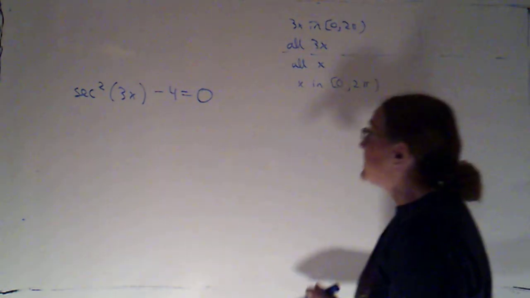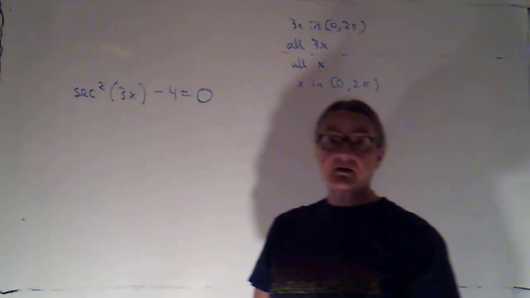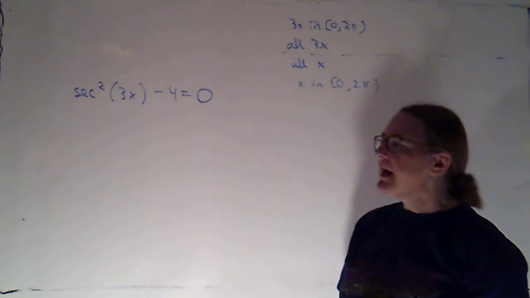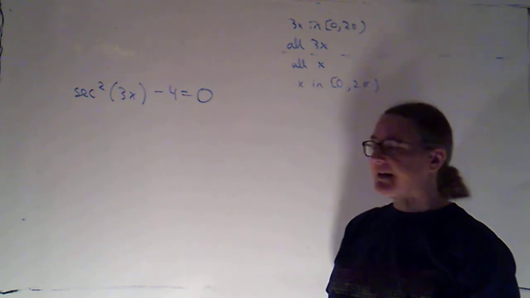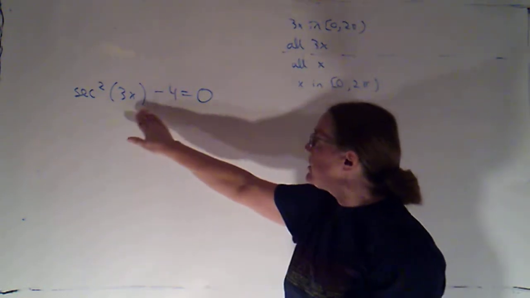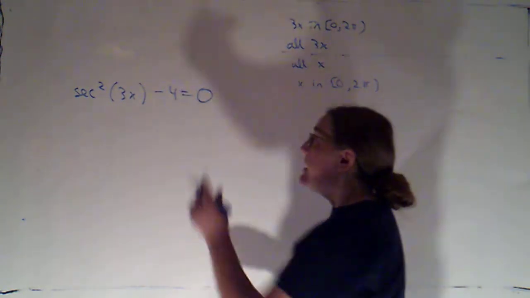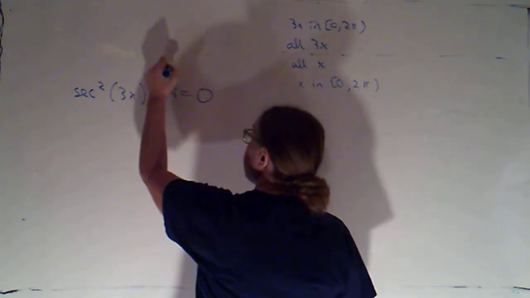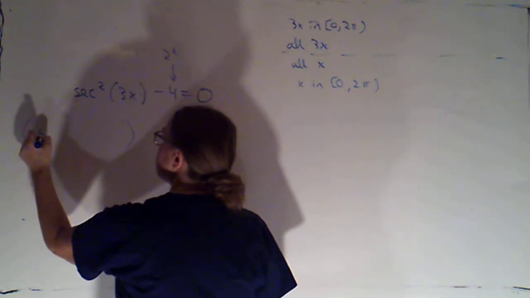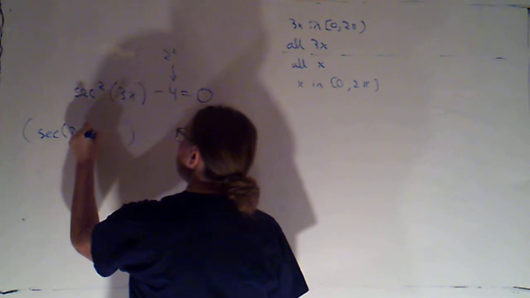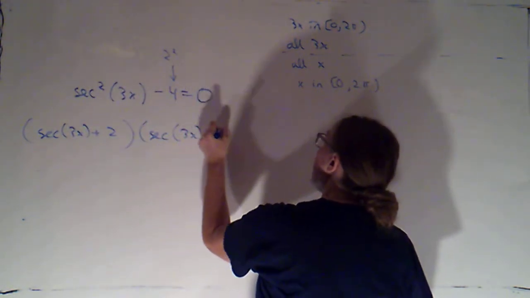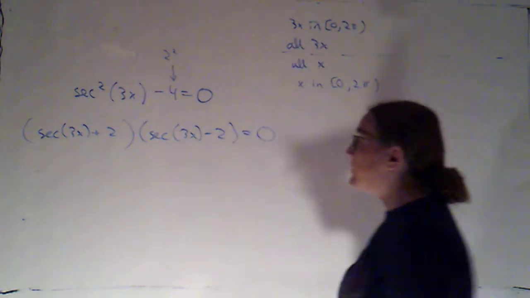Okay, now this is quadratic because we've got our secant squared. There are actually two different ways I want to show you that I can deal with this to get it down to just a secant. One is that I could actually factor this. This is a difference of 2 squares. That's secant squared. 4 happens to be 2 squared. So I could factor this as secant of 3x plus 2 times secant of 3x minus 2 equals 0.